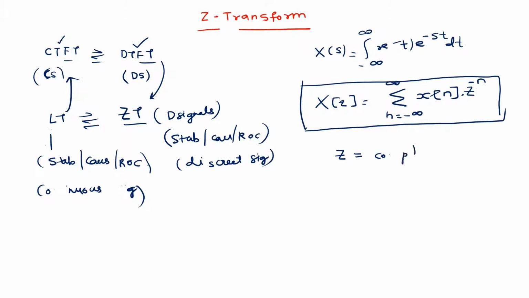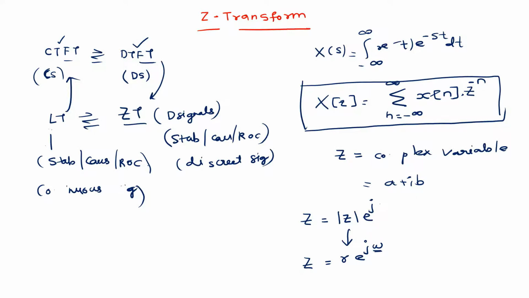So z is the complex variable. We know that a complex variable will be in the form a plus ib, but if we represent it in polar form, we will have z equal to mod z e power j omega. Taking mod z as r, z equals r times e power j omega. This r is called the magnitude, and omega is the complex argument, or phase or angle, of the variable z. So we can represent it as a circle. Every polar thing can be represented in the form of circles.